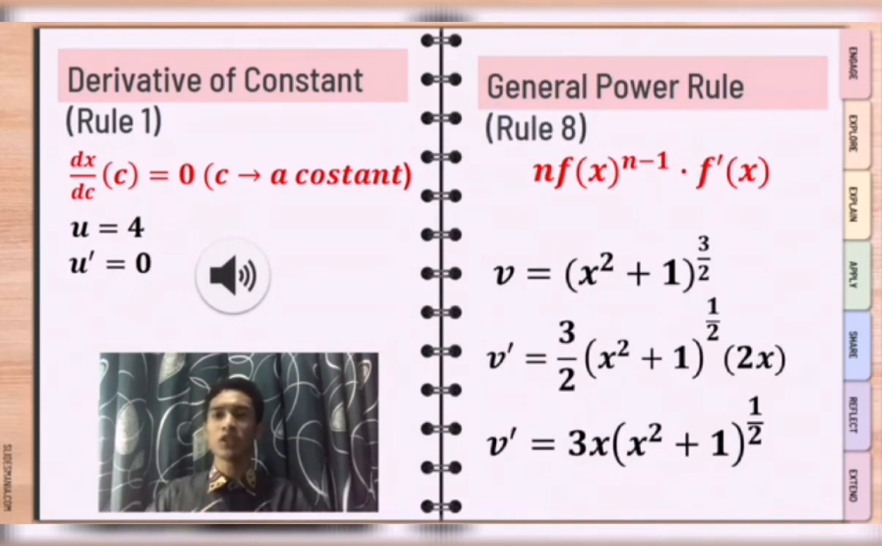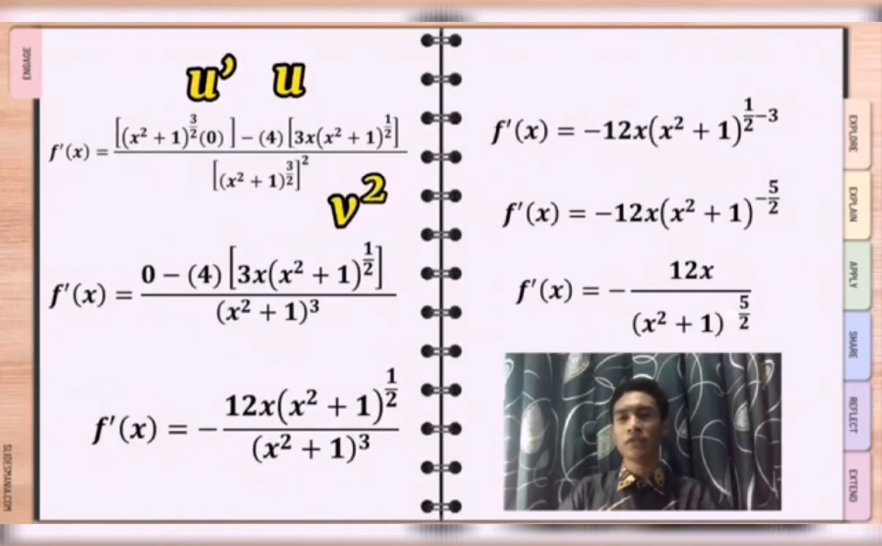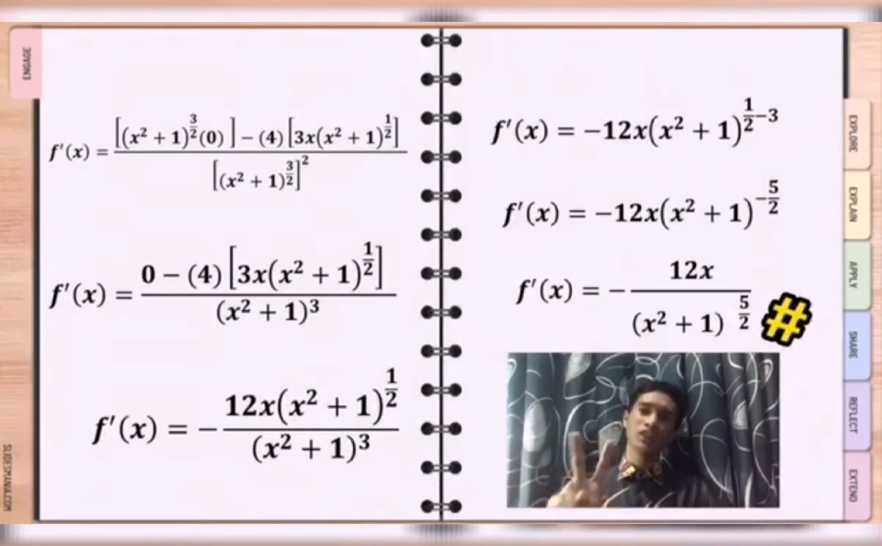This is because we use the general power rule, which is n times f(x) power of n minus 1 times f prime(x). After that, we substitute u prime, v and v prime into the quotient rule formula and calculate them until we find the solution. Its power will become positive when we move to the denominator, and the solution is negative 12x over (x squared plus 1) power of 5 over 2.